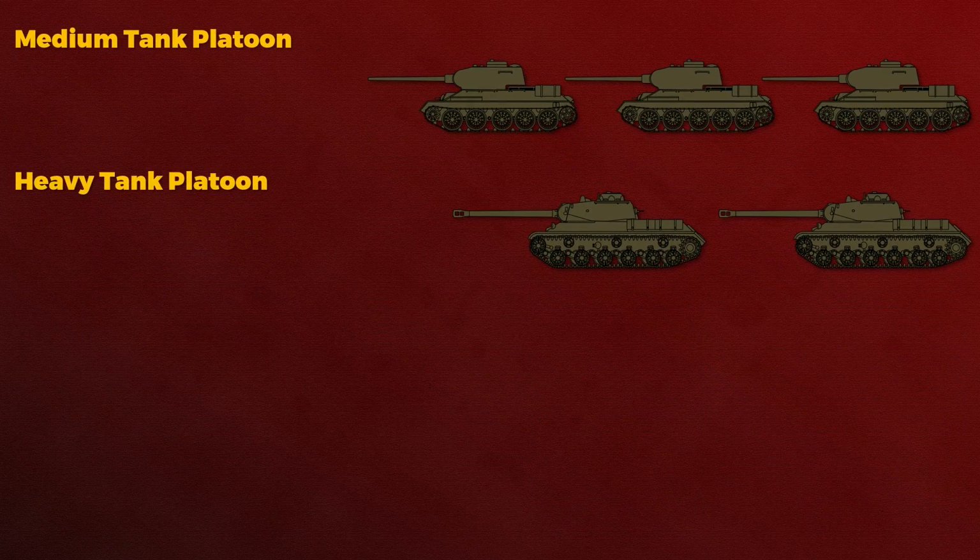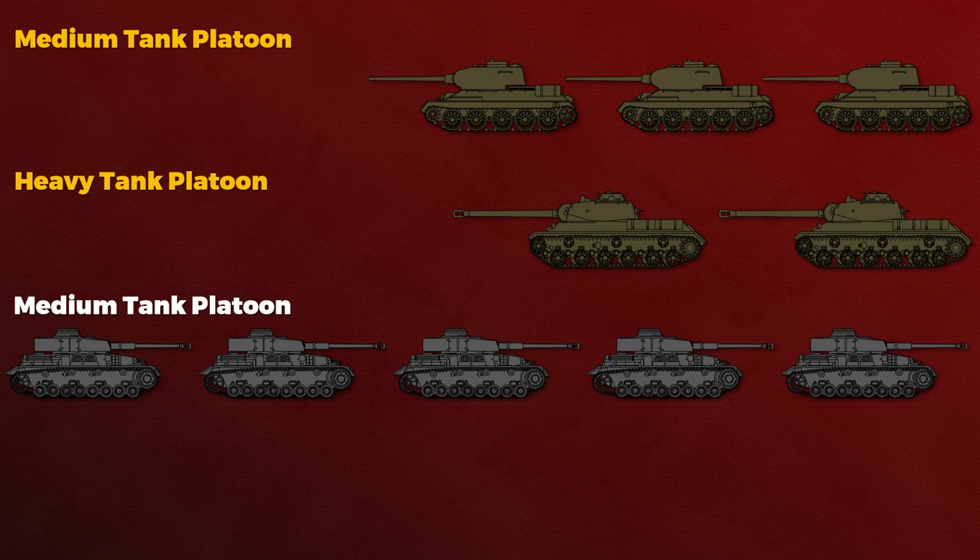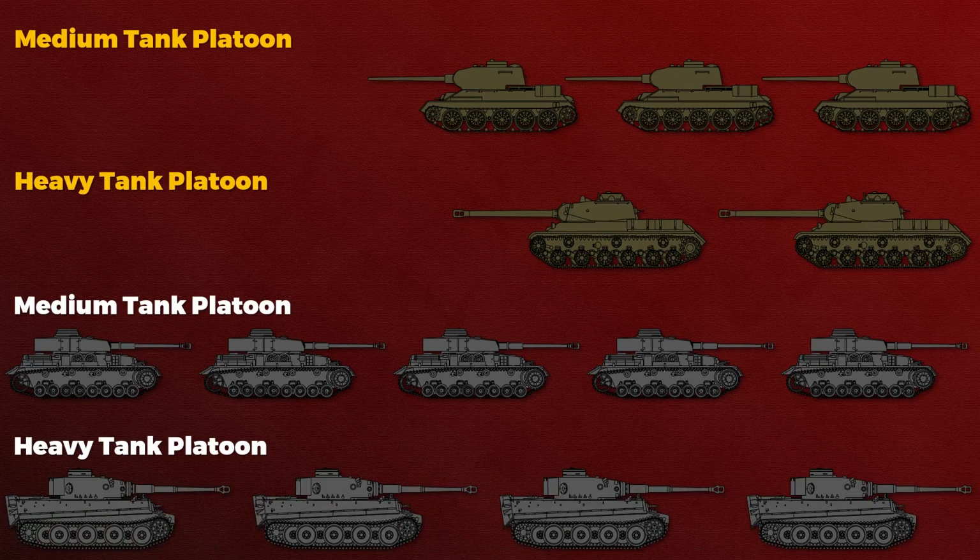For Germany, the sizes were as follows. Generally, the German medium tank platoon had an authorized strength of 5 tanks and the heavy tank platoon of 4 tanks for 1943 and 1944. In late war, there were also authorized platoon sizes with just 3 tanks. So since we got the organization down, we can look at the basic formations.